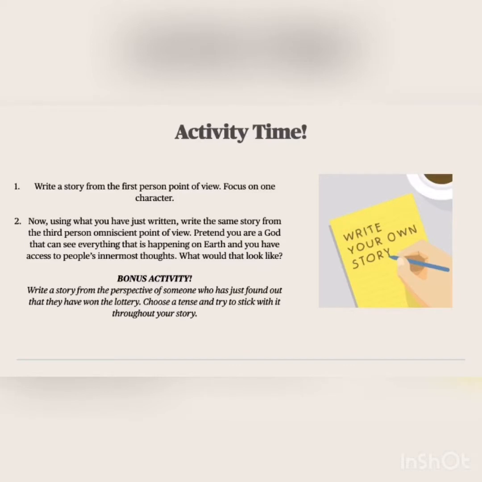And then lastly, we have a bonus activity if you finish all of those, that you write a story from the perspective of someone who's just found out that they've won the lottery. Choose a tense and try to stick with it throughout your story.